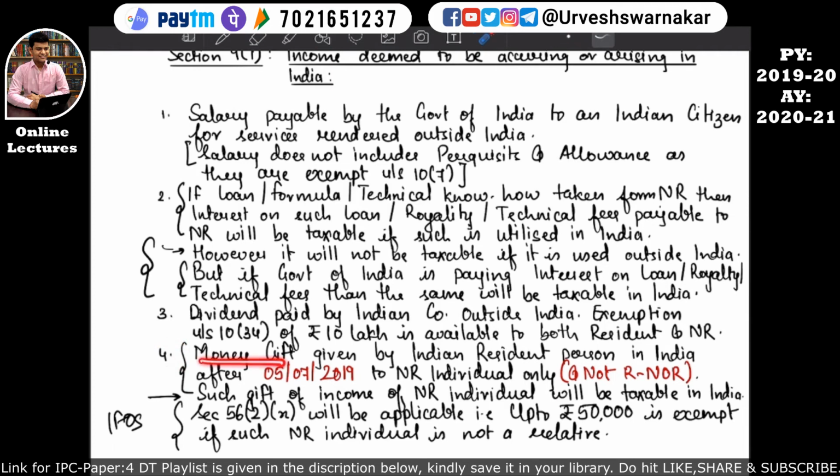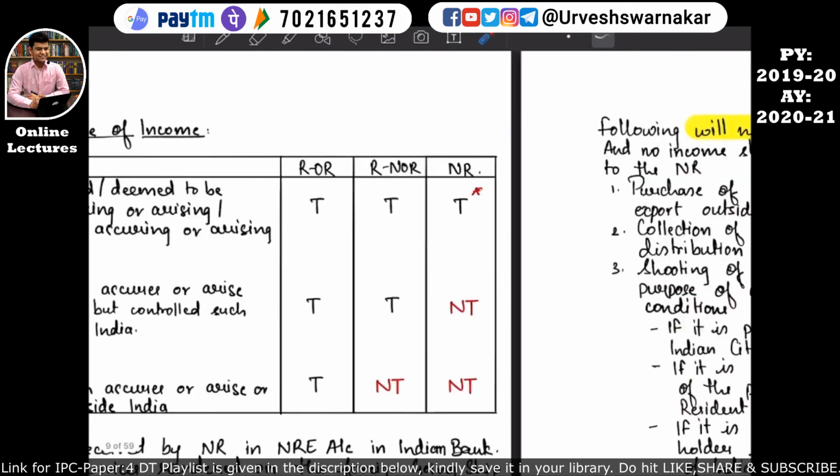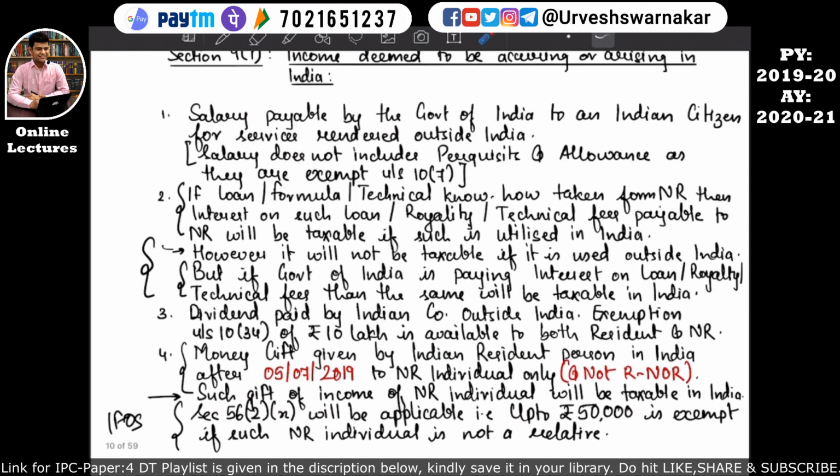Money gift given by an Indian resident person. Person is written, not an individual is written. Indian resident person in India. Money gift has been given by an Indian resident person in India after 5th July 2019 to a non-resident individual. To whom? To a non-resident individual only, and not to a resident but not ordinarily resident. That means only such gift given by a person who is a resident in India to a non-resident individual.